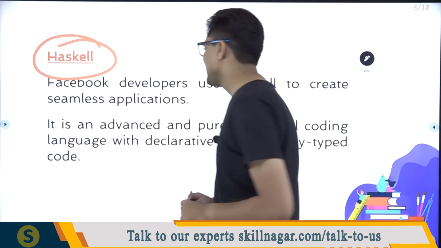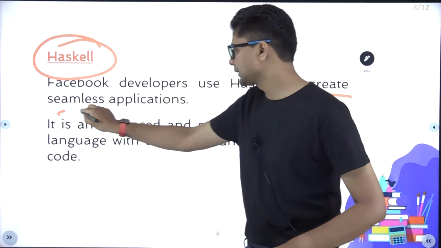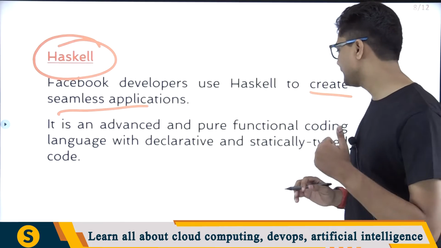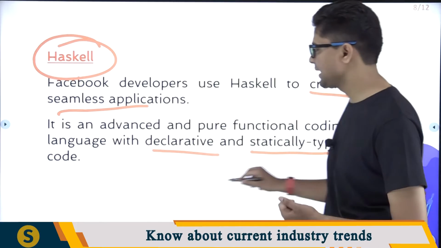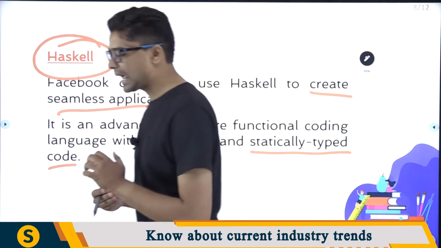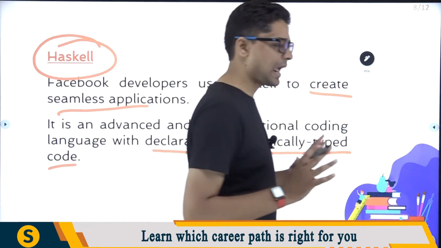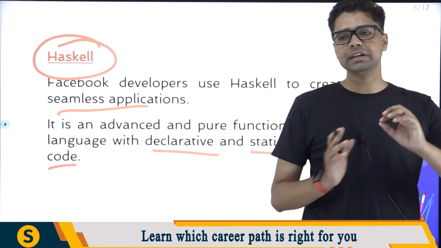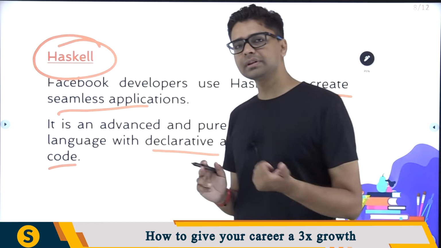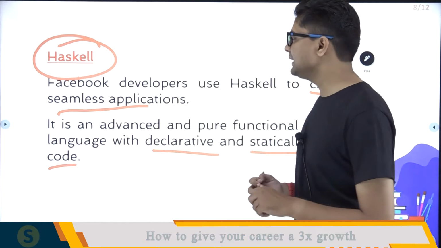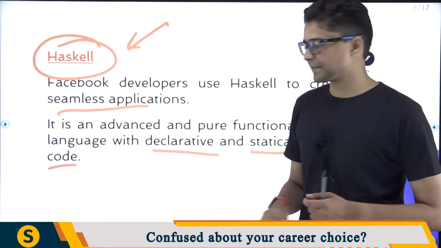The next language is Haskell. Haskell is used to create seamless applications, and it is an advanced and pure functional coding language with declarative and statically typed code. When you're working at a big scale, you need various kinds of languages which can help you keep the scalability and the features which you wish to give to your users at the core level. So you can see how Haskell is helping Facebook leverage this power.